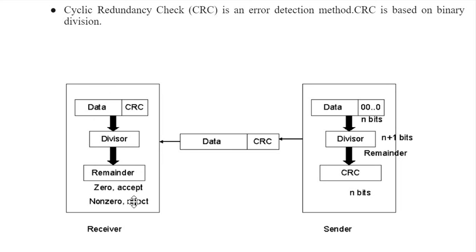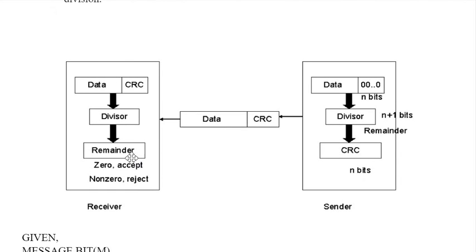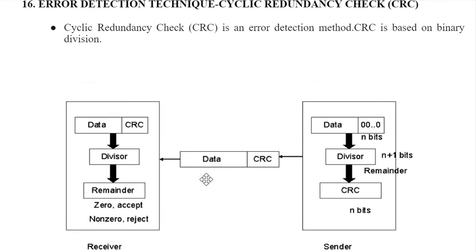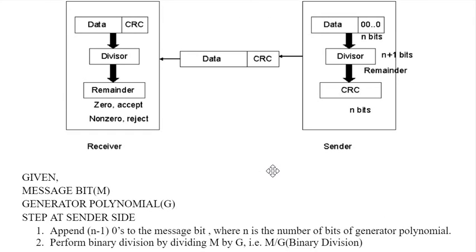Inside the receiver, if the remainder is 0, the data is accepted. It means there is no error. If it is not 0, if any of the bits is not 0, it is rejected. It means that the data is corrupted. In this way the error is detected using CRC. So we'll see the steps, and after that we'll see a numerical.